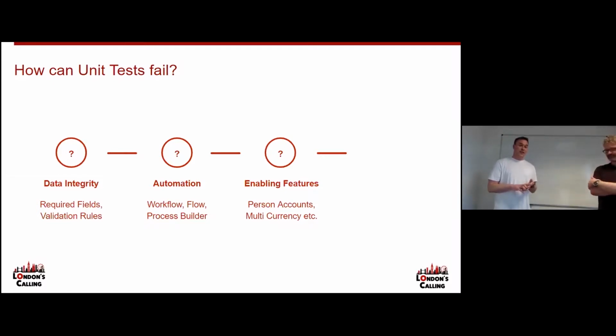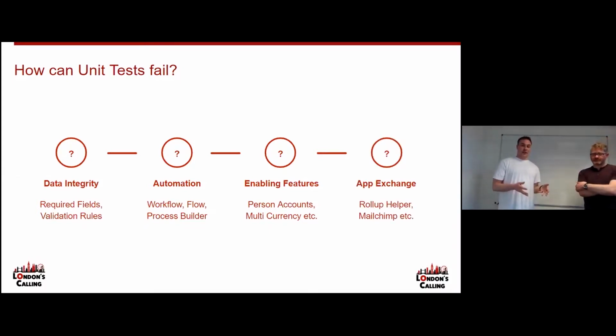Enabling features, it's so easy to go into the setup menu and with a click of a button enable things like multiple contacts for accounts, person accounts, and multi-currency, etc. And this changes the structure of your org and can inadvertently break your tests. And AppExchange products, a lot of AppExchange products have their own code, which is put into your org, and that can work with your code in mysterious ways and maybe not how you intended.